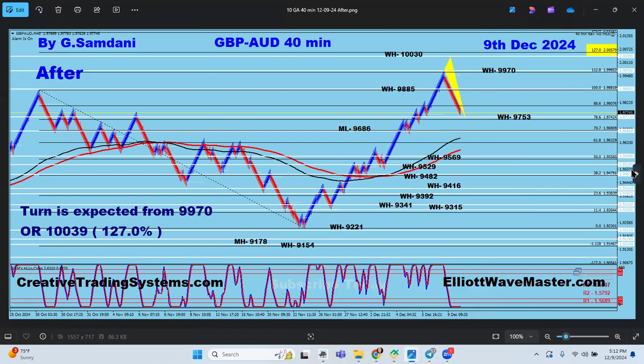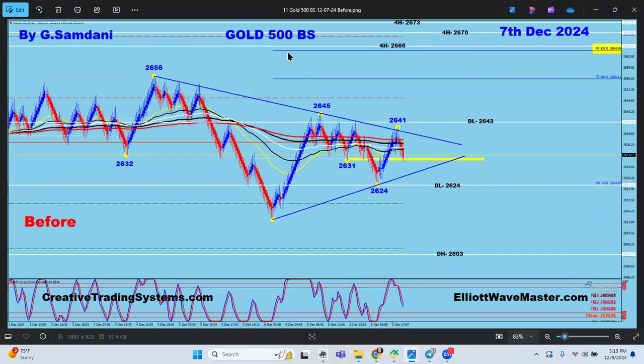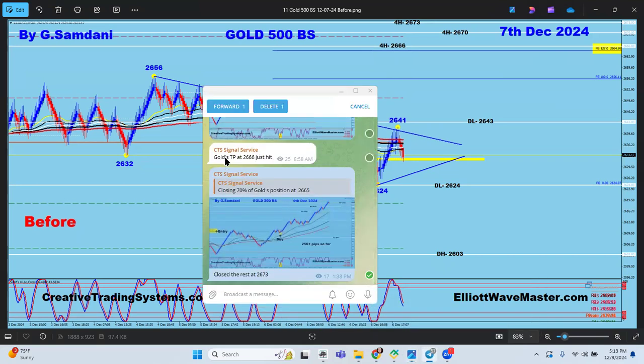Let me show you another chart, not 4-hour chart, but gold analysis and gold chart. I made this one, that this is what's going to happen. This is kind of like for me, where we have 1, 2, and then it's going to go up here. And by the way, this one I posted on my Telegram as well. The target, you see this 2666, right? And you can see here that I posted in my Telegram: gold's TP at 2666 just hit.